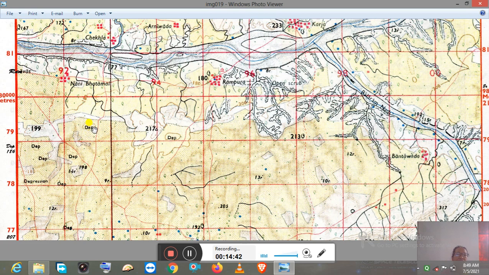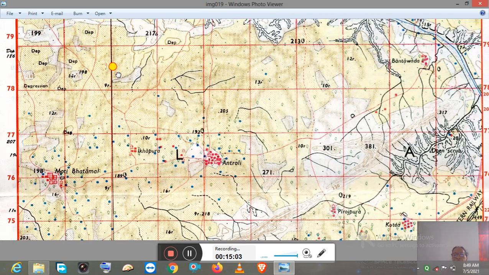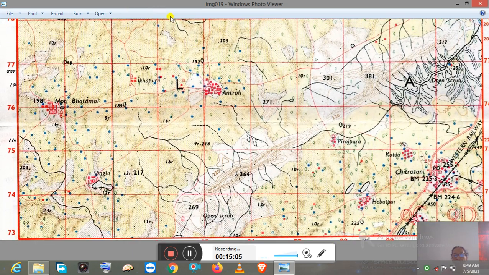Here you can see DEP, which is showing the depression. DEP means depression, and it is caused due to the erosion by wind. So, these are some important features shown in the map.